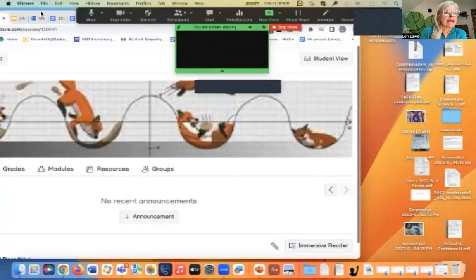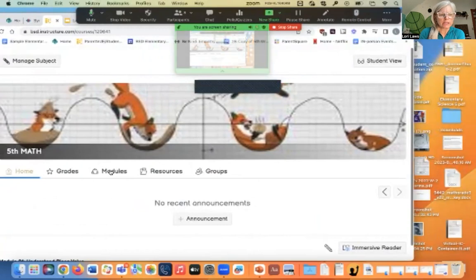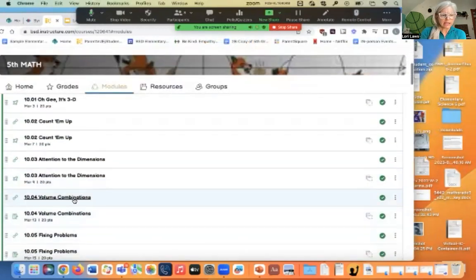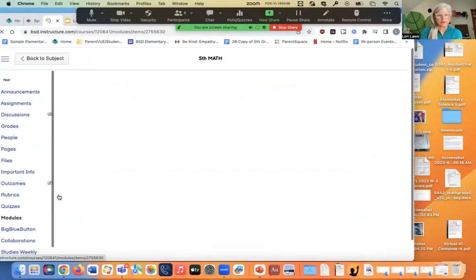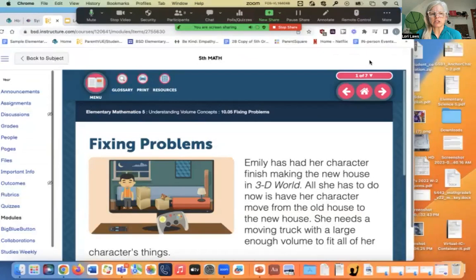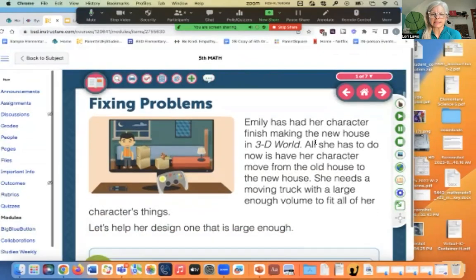So that means today I'd like you to spend most of the time carefully reading the lesson so that when you get to the problems, you're going to understand them. So here was yesterday's volume combinations. Now we're on 10:05, fixing problems due tomorrow, March 15th. So we're going to go into the lesson. The way this works is you need to just be very careful with it. So there are 7 pages to this lesson.